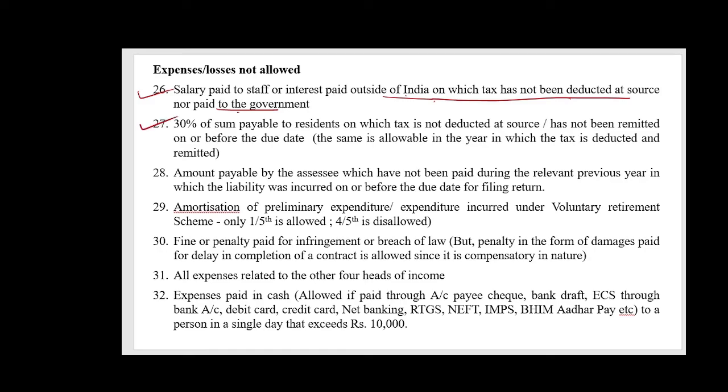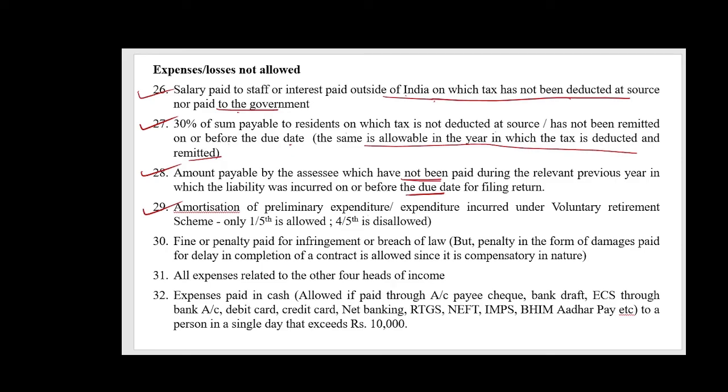Then 30% of sum payable to residents on which tax is not deducted at source or it has not been remitted on or before the due date is not allowed. The same will be allowable in the year in which the tax is deducted and remitted. Then amount payable by the assessee which has not been paid during the relevant previous year in which the liability was incurred, on or before the due date for filing of returns, is not allowed.